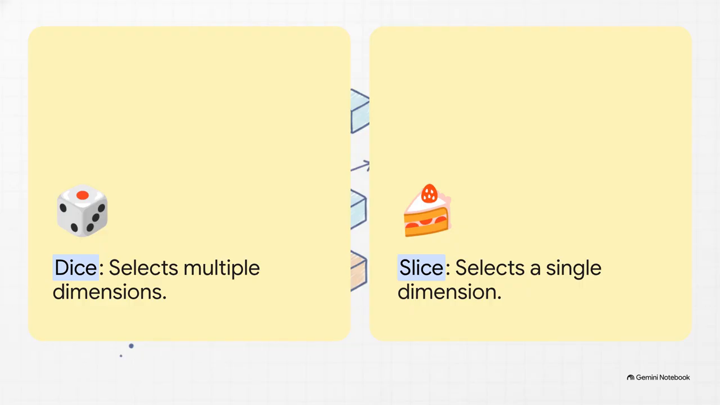Just remember the criteria. Dice selects 2 or more dimensions. It's multiple selection criteria. Slice selects a single dimension or value. Only one dimension is fixed. Dice is a chunky block, slice is a flat layer.